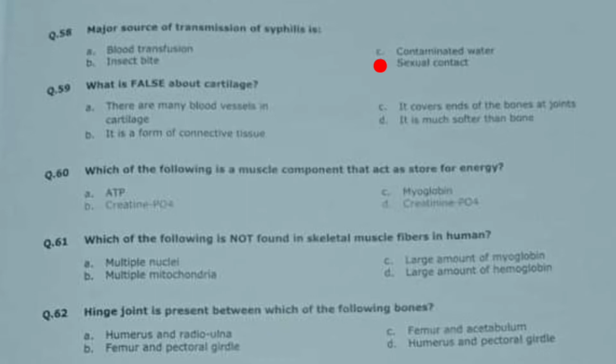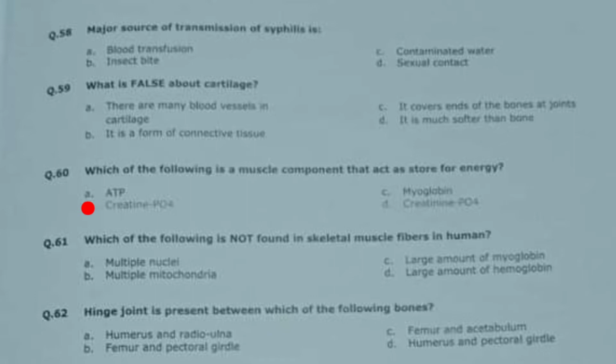59. Which is false about cartilage? There are many blood vessels in cartilage. Option A. Question 60. Which of the following is a muscle component that acts as a store for energy? Creatine PO4. Option B.